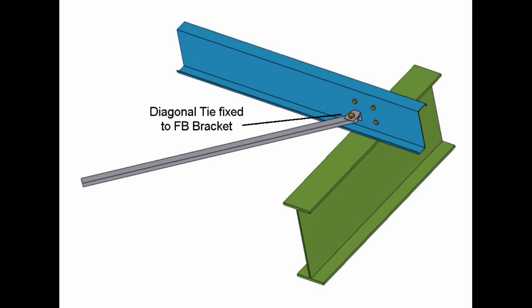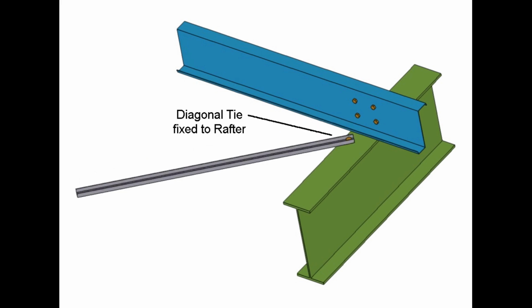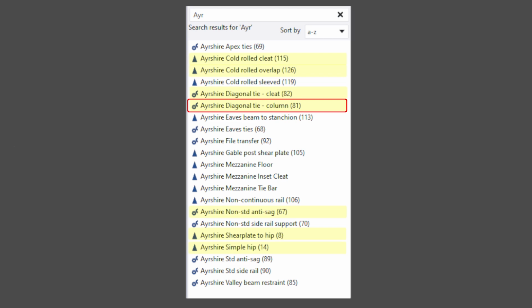Typical monopitch roof systems use diagonal braces that are attached to the purlins with FB brackets. Heavy roof systems can exceed the FB bracket capacity, so in these cases the diagonal ties connect to rafter flanges. Although the macro name is diagonal tie column 81, it is also suitable for roof systems.